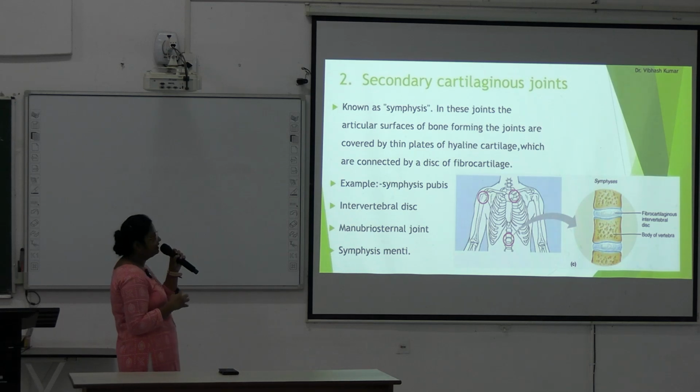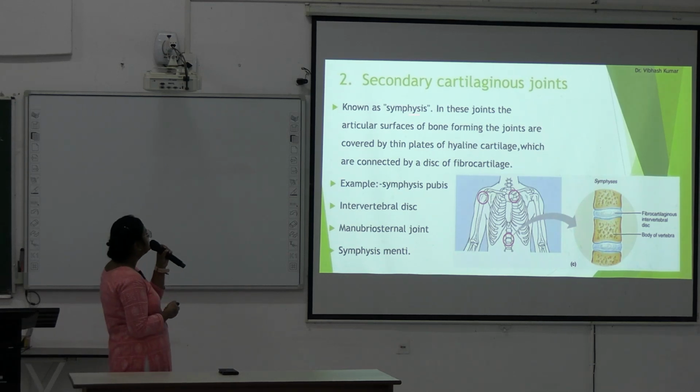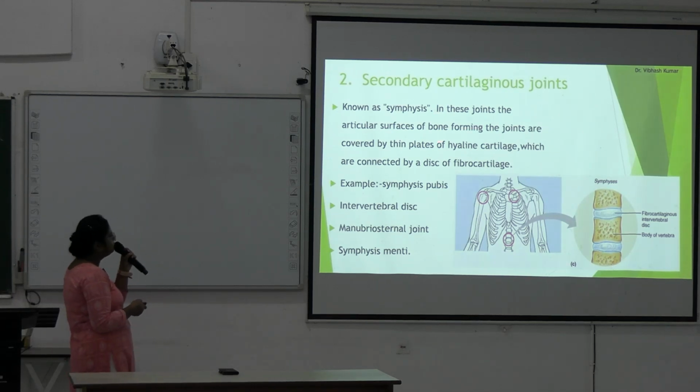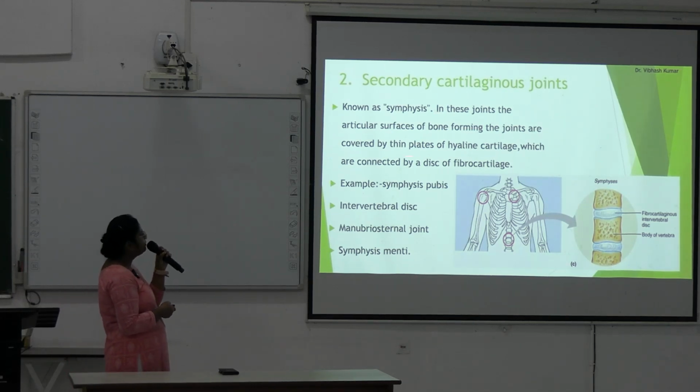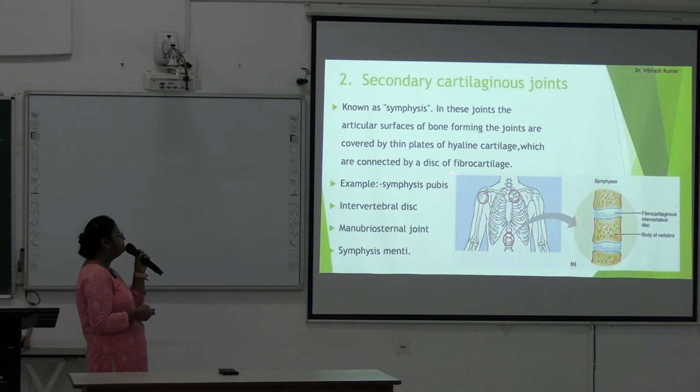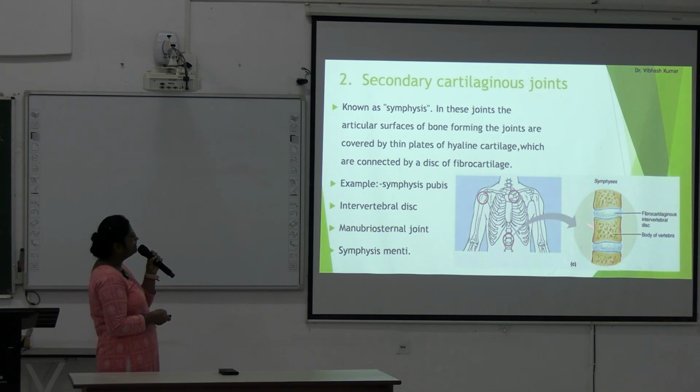Next we go to the secondary cartilaginous joints. It is known as symphysis. In these joints, the articular surfaces of the bones forming the joints are covered by a thin plate of hyaline cartilage, which are connected by a disc of fibrocartilage. Examples are the symphysis pubis and the intervertebral disc. See here, the intervertebral disc has been shown in between the vertebral bodies. One intervertebral disc is present.